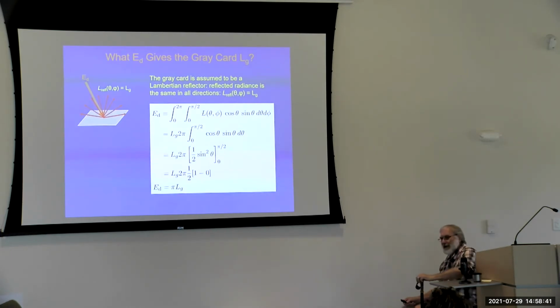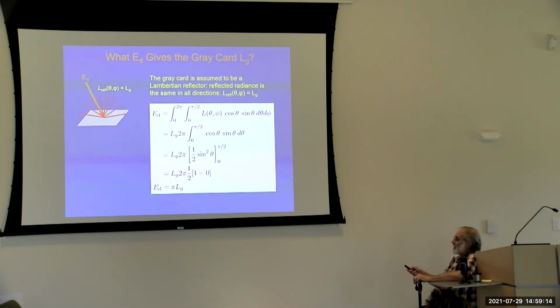People were asking, well, if I assume the radiance is isotropic, Ed comes from integrating radiance over 2 pi steradians, so why isn't there a 2 pi there? Well, if we assume the gray card is a Lambertian reflector, that means the reflected radiance is the same in all directions. So now let's compute Ed for a reflected radiance here that's isotropic.